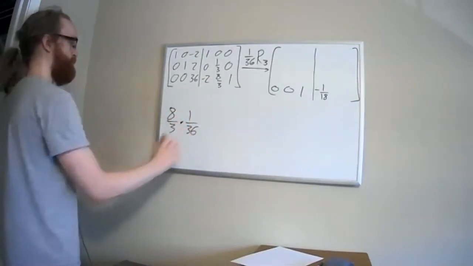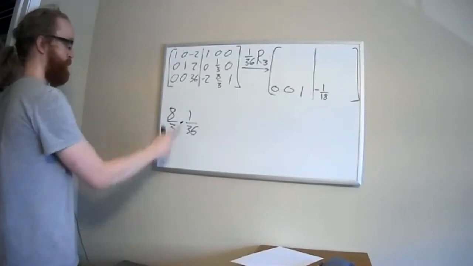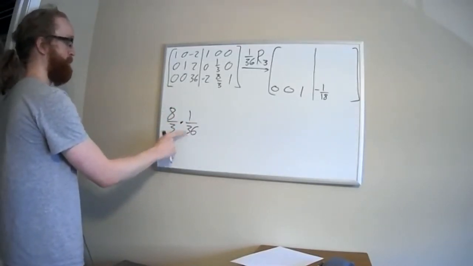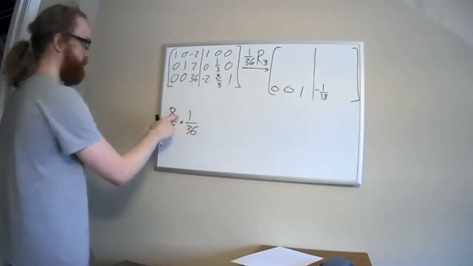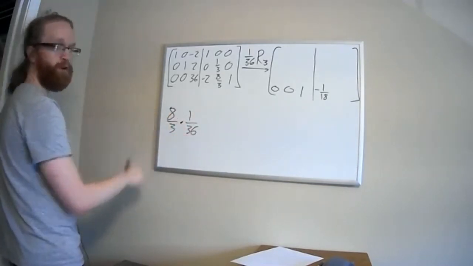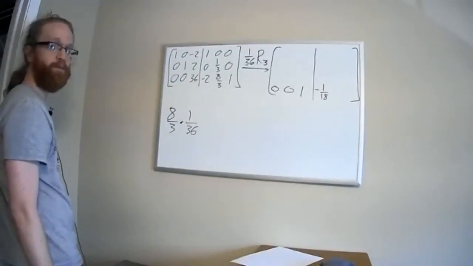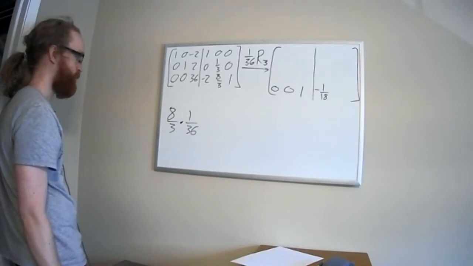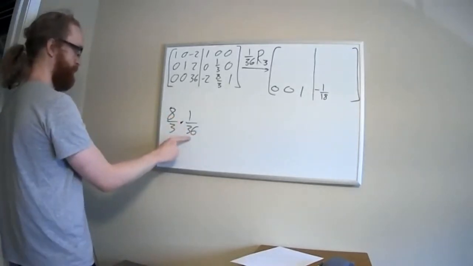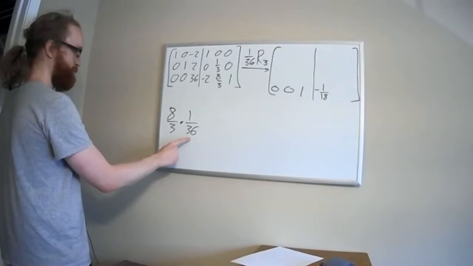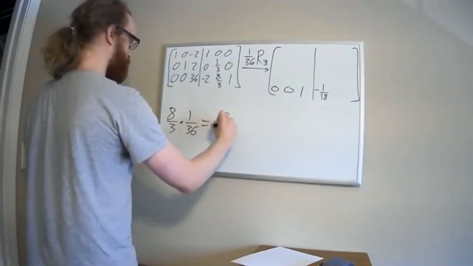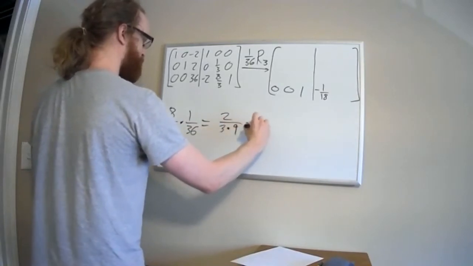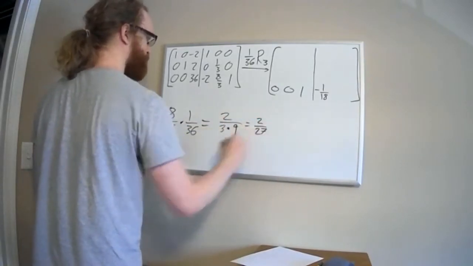What's 8/3 times 1/36? Well, if we multiply fractions, we could just go straight across. But on the other hand, I could cancel out. 8 is 2 times 4. 4 goes into 36 9 times. So I could divide out the 4 and the 4. And what do I get? I'm left with 2/3 times 9. So I'm going to have 2/27, I suppose, is my answer.